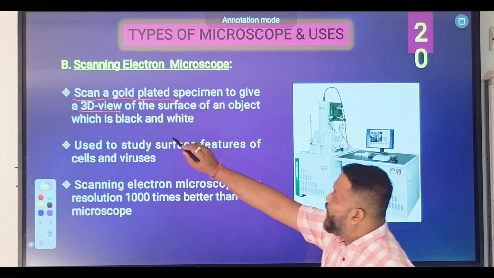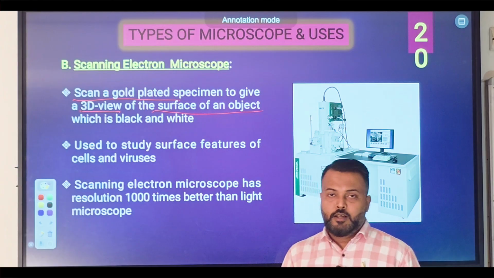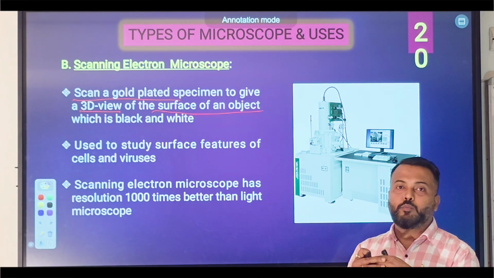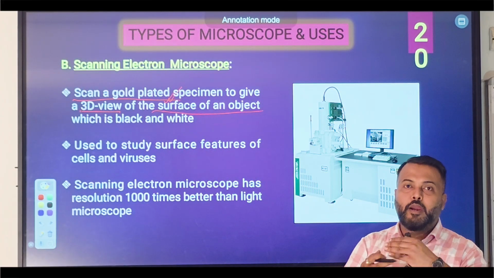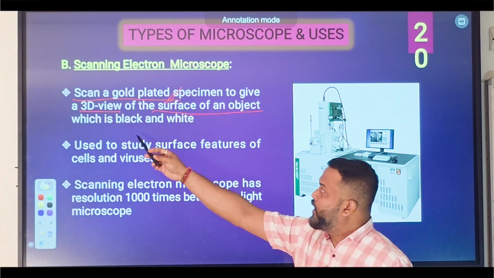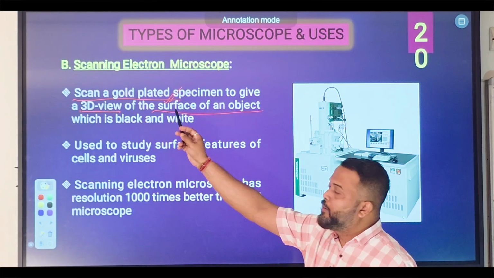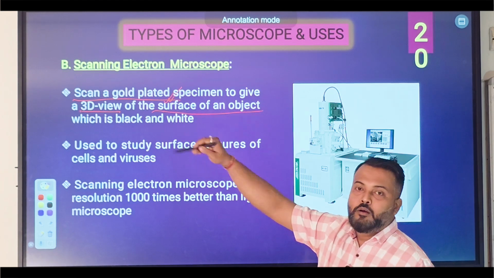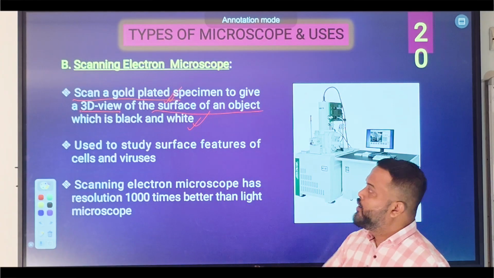Now, why the surface of an object? Because the specimen will be coated with gold. A gold coating will be made onto the specimen, and that is why when the electrons strike, they will not be able to penetrate inside the sample. So they will provide the surface topography, or the surface image of the object, which will look black and white.